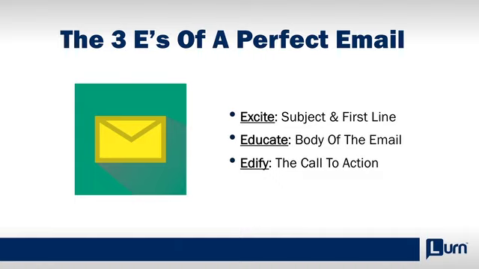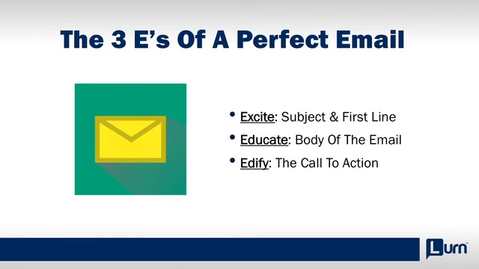Now that you understand how an email should be structured as far as giving value away, and you understand the story element of it, let's talk about the 3 E's of writing that perfect email, as it's really important, right? So what are the 3 E's? The first thing is excite, the subject line, the first line of your message. Number 2 is education, the body of your email. And 3 is edify, which is the call to action, or getting them to click on that, right? So let's talk about the first one.